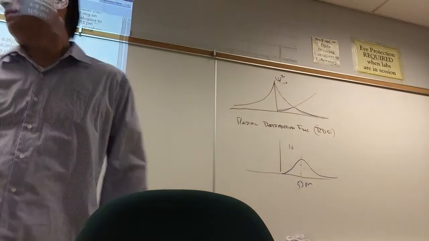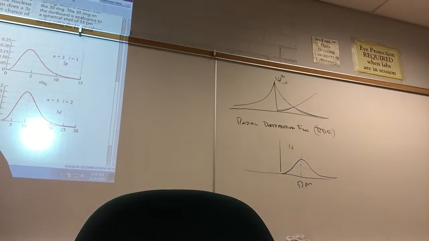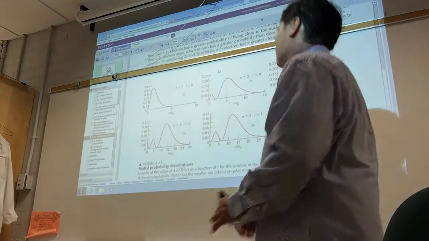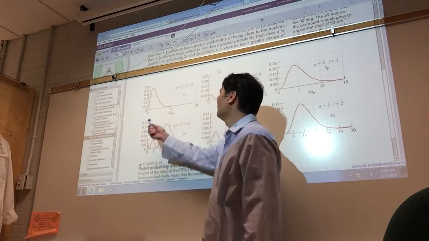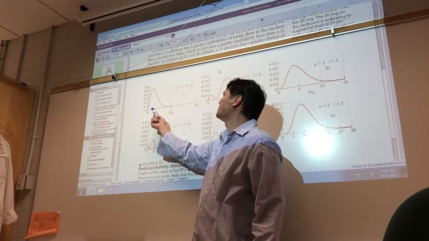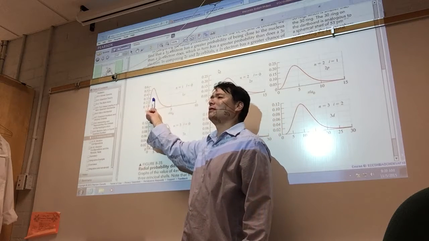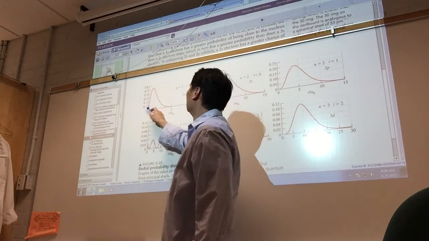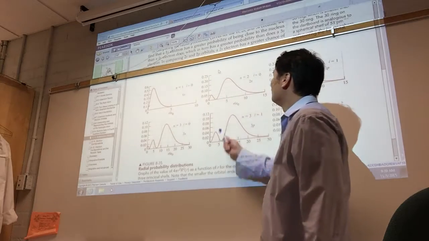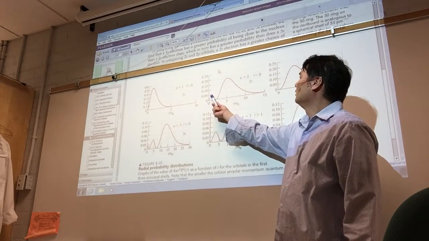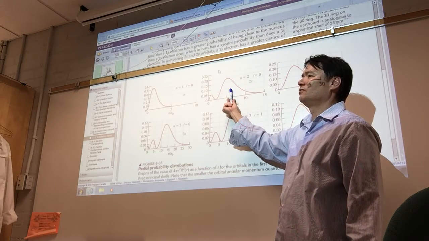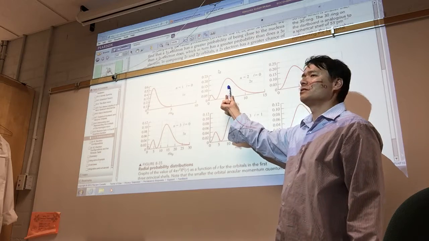The book calls them radial probability distributions, RPDs. The RDFs, radial distribution functions, are very common in chemistry, so I'll stick with that terminology. Here's the radial distribution function for the 1s orbital, and you can see the most probable distance is 53 picometers. If we look at a 2s orbital here, it's around 6 picometers here. Most probable distance for 2s.